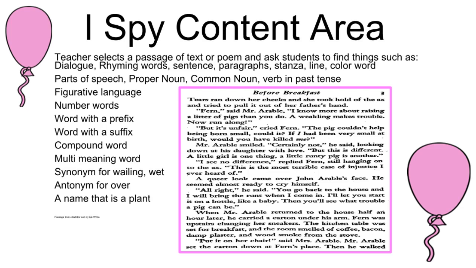And I've listed some examples like parts of speech, figurative language, number words, words with a prefix, words with a suffix, a compound word, a multiple meaning word, synonym of a word. So example here, it says synonym for wailing. If you go to the third paragraph, it says, but it's unfair, cried Fern. Cried would be the synonym for wailing. An antonym for over, if you read down further near the bottom, you see the word under. That would be the antonym for over.